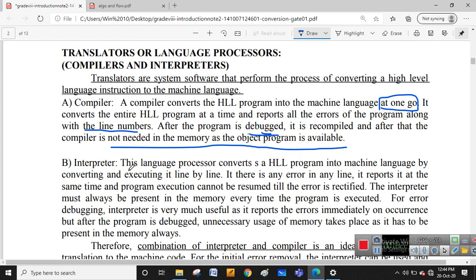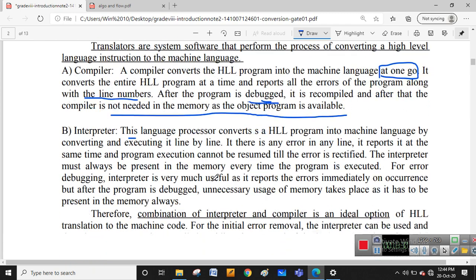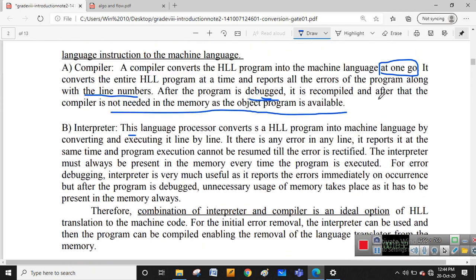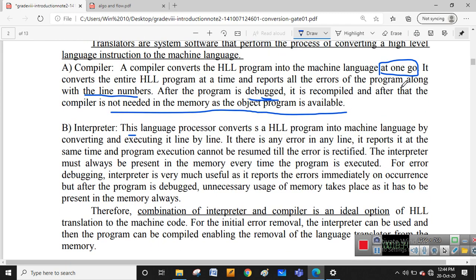And what is an interpreter? An interpreter is also a language processor which converts the high level program into machine language by converting and executing it line by line. So as you have seen, after writing 10 lines the compiler will work, but in the case of an interpreter, you write one line, compile it, and see the output, that you can see. Examples of interpreter languages: the Python programming language is one example of an interpreter. They use the interpreter rather than the compiler.